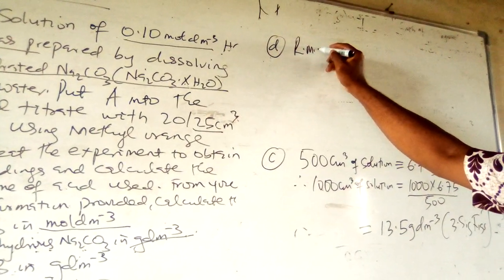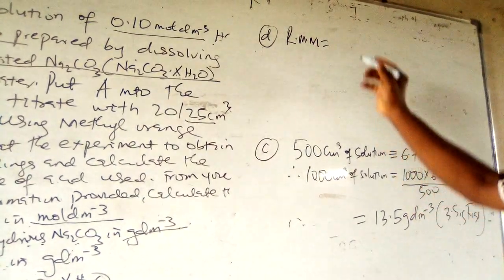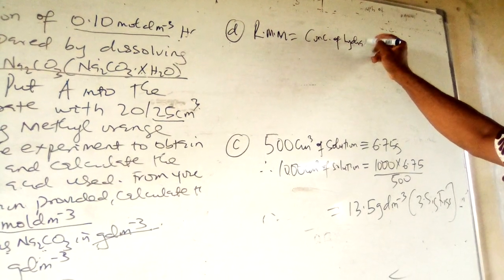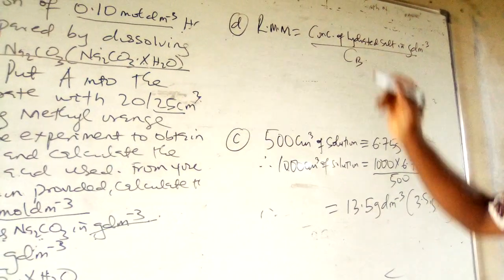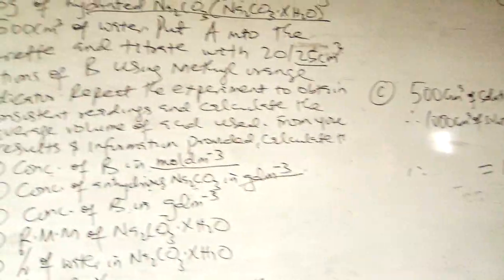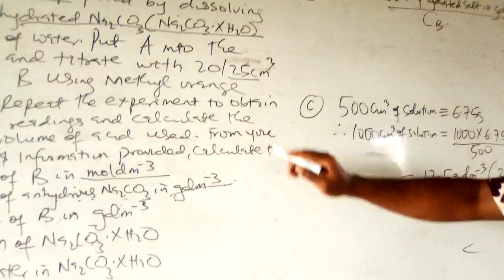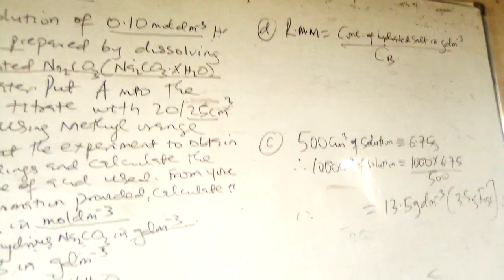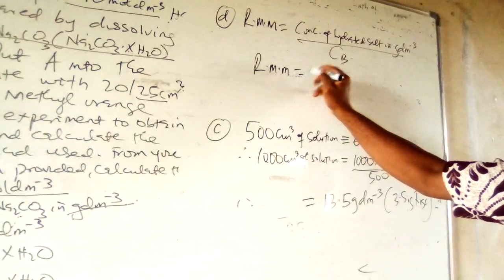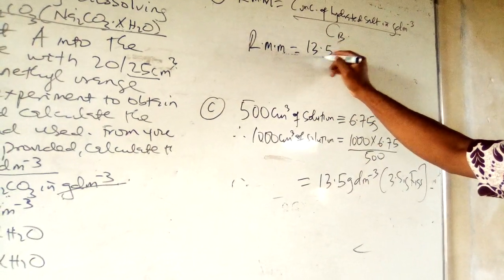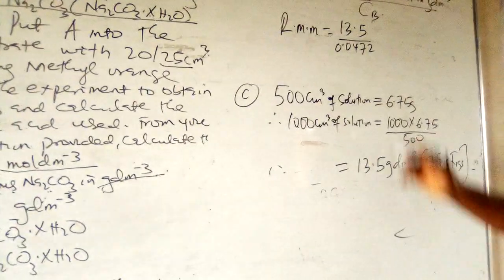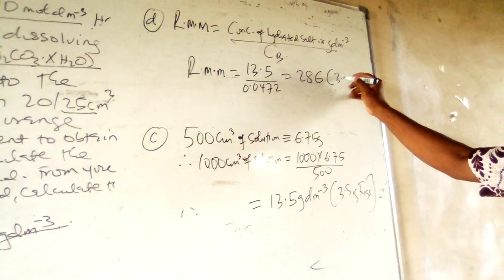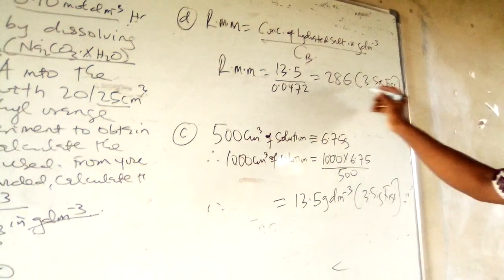How do we go about it? We say molecular mass equals concentration of hydrated salt in gram per dm cube, all over the molar concentration of the base. You should know that both the anhydrous sodium carbonate and the hydrated one, the one with water, have the same value of molar concentration. So RMM equals 13.5 over 0.0472. What's the final answer, please? 286.0 something. So this is 3SF already: 286. That's the molecular mass.